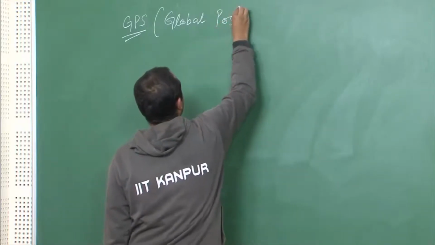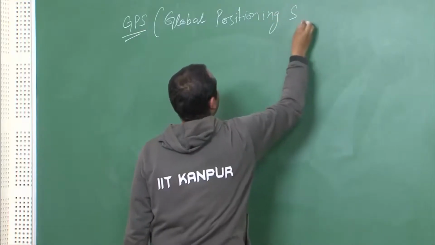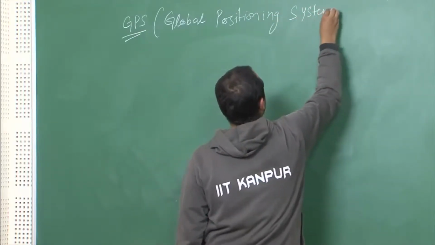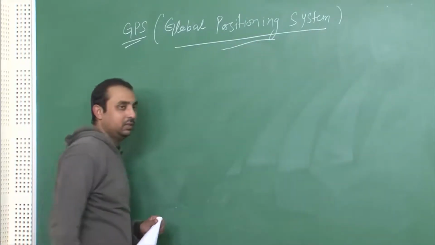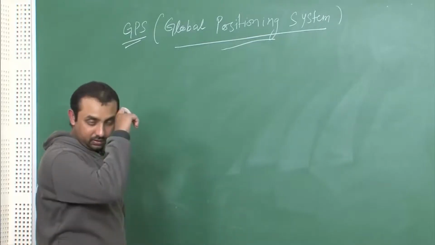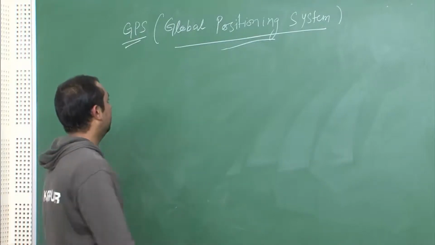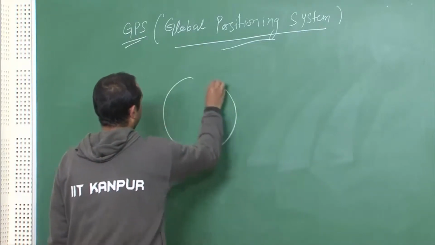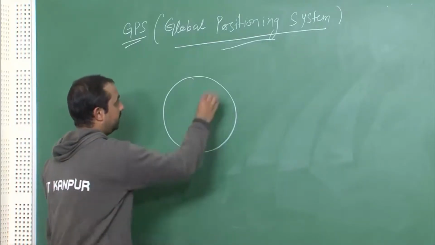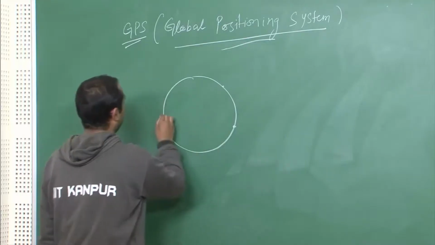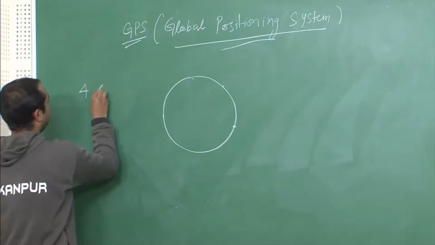Yes, this is the full form, but what does this represent? It is actually a constellation of many satellites which revolve around the earth in a fixed orbit, such that each and every location on this earth has access to at least 4 of these satellites. At least 4 are available for every position on this earth.